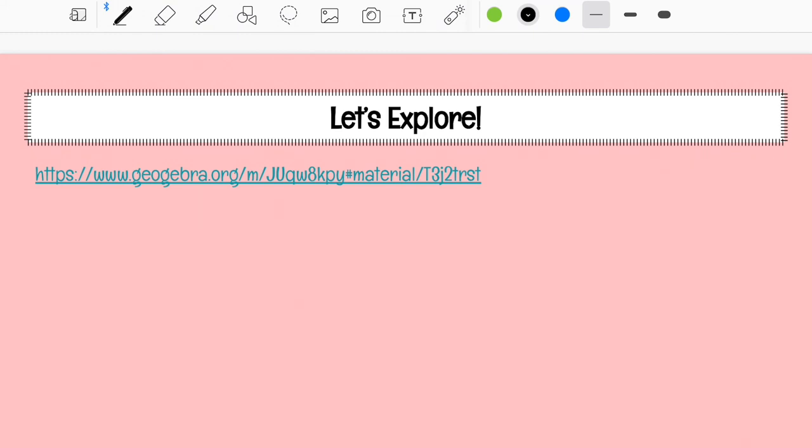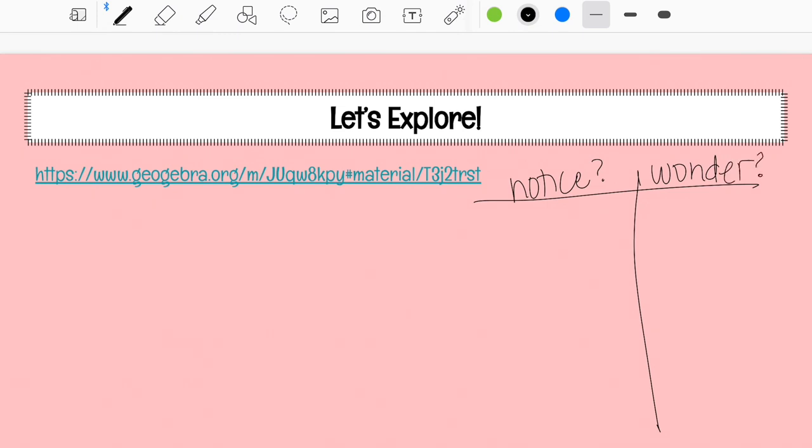So we're going to take a second and explore. And what I want for you to do is I want for you to make a T-chart. And I want you to list out some things that you notice and some things that you wonder as we go through this. If you're curious after this and you wanted to go play around with the simulation yourself, I have included the link in the post on your Google Classroom.